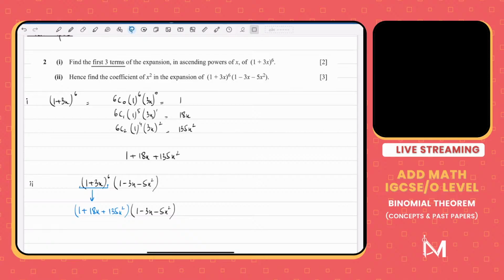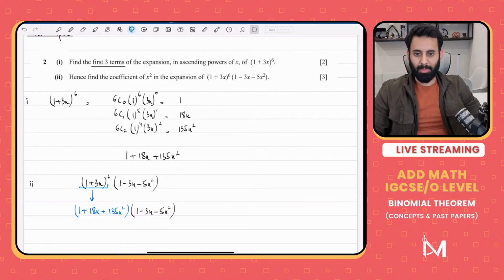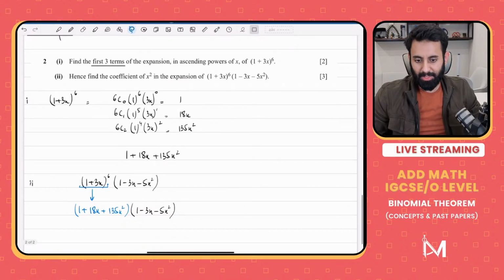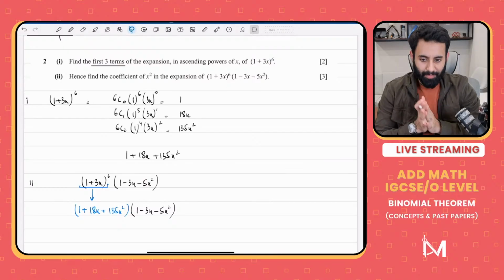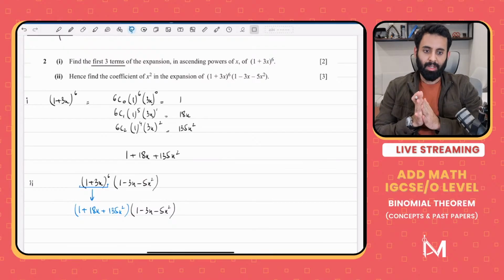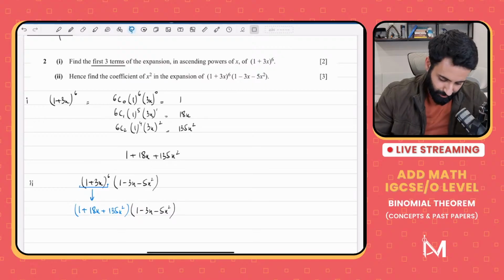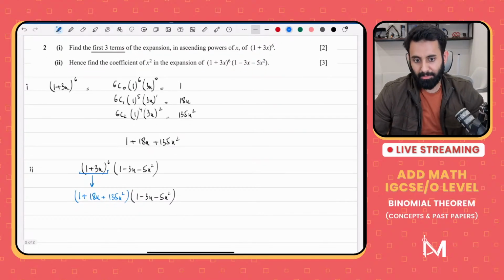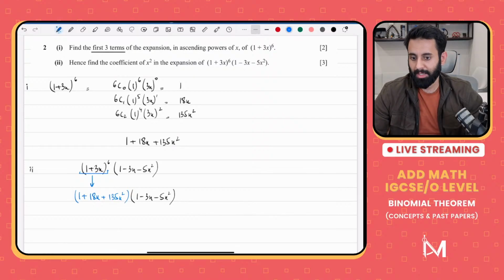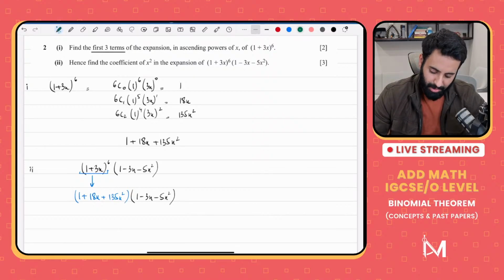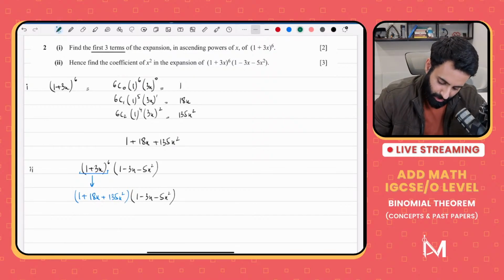Okay, so we're back online. Now, as I was saying, we have all the relevant terms that we need in order to multiply and get the coefficient of x squared. Now the question is, should we multiply all the terms? No. Don't waste your time trying to multiply all the terms. That's not necessary. We're only going to multiply the terms that will give us x squared.